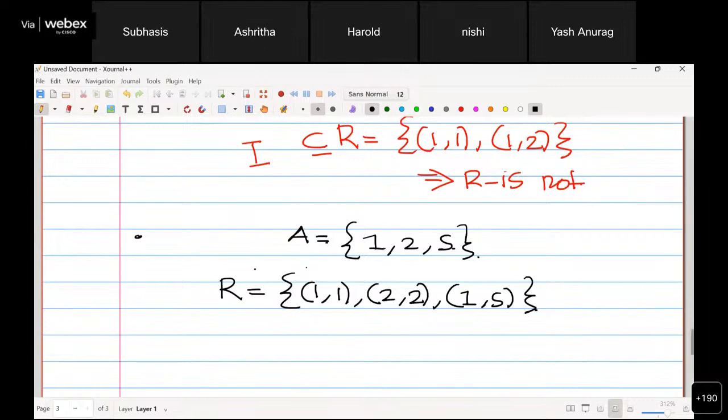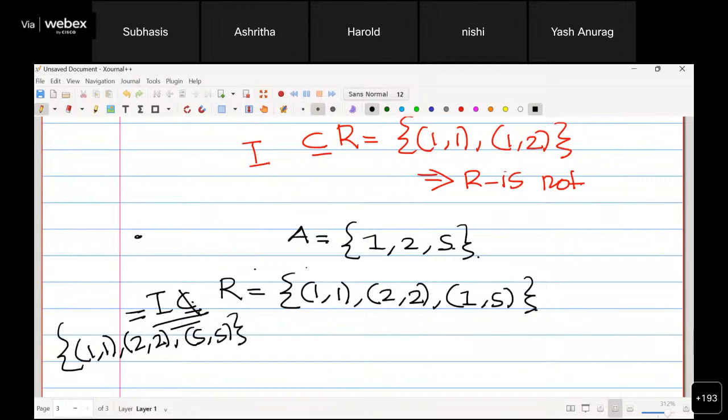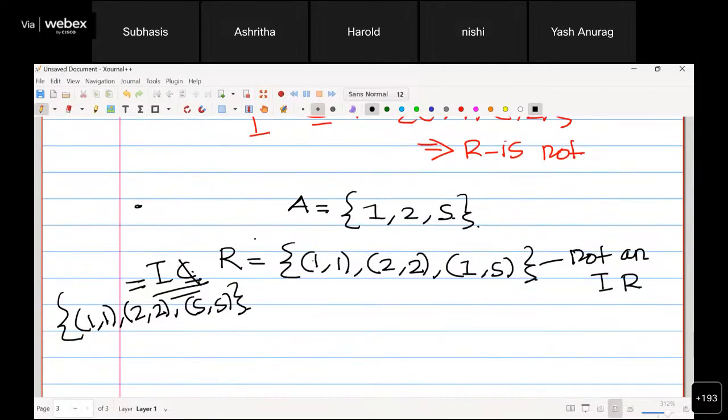Because as you can see, I is not a subset of R, right? What is I? I here is basically the identity relation, which is 1, 1, 2, 2, and S, S. So this is not an identity relation.